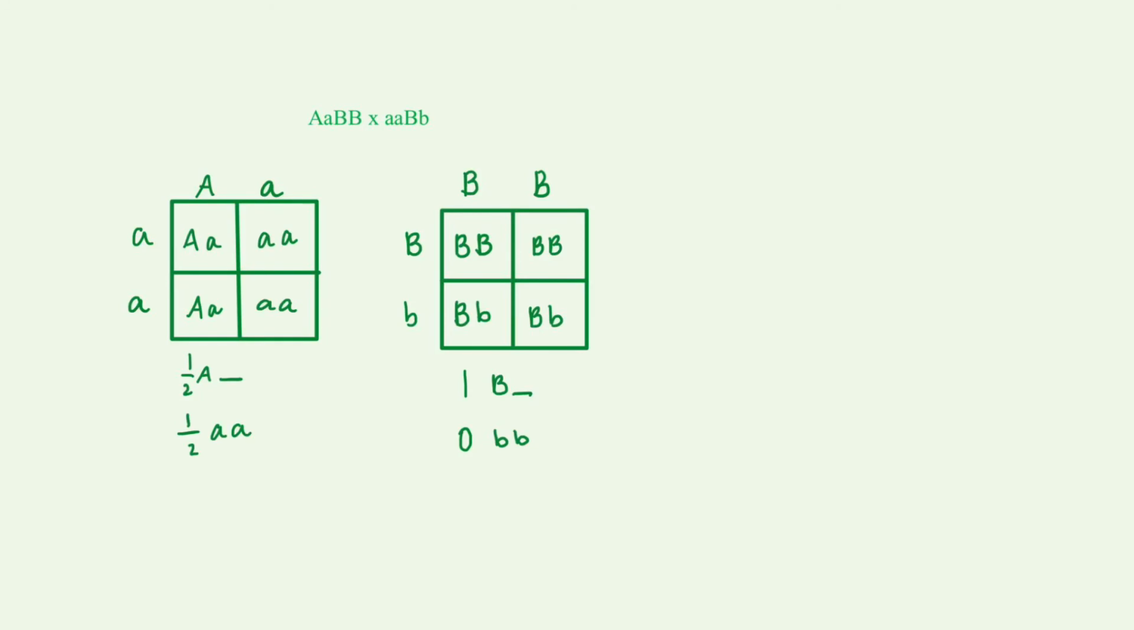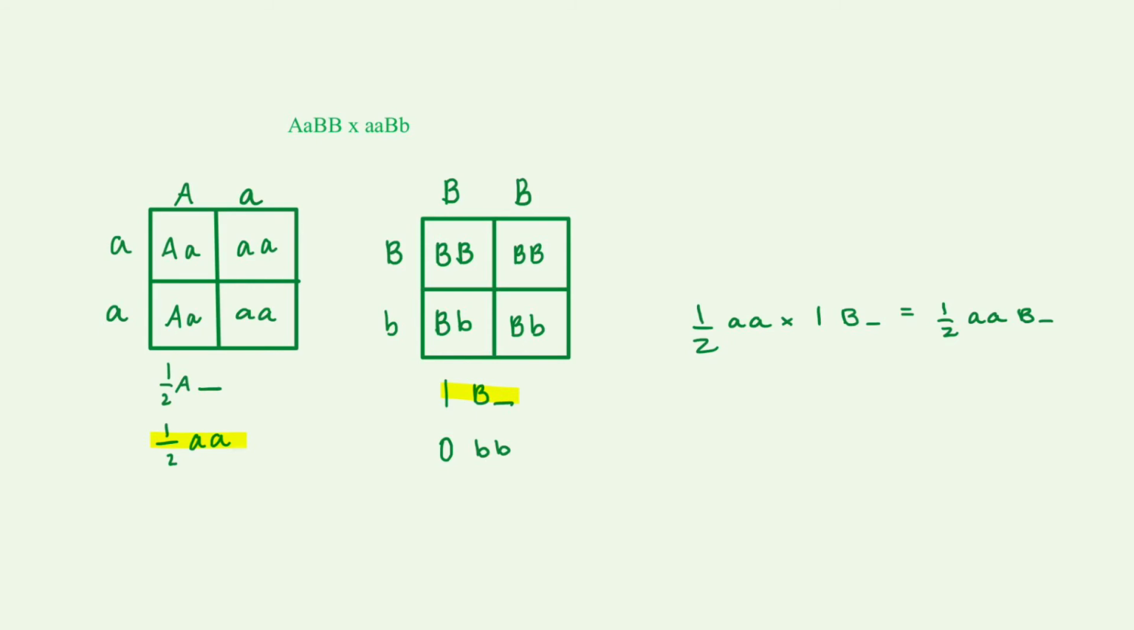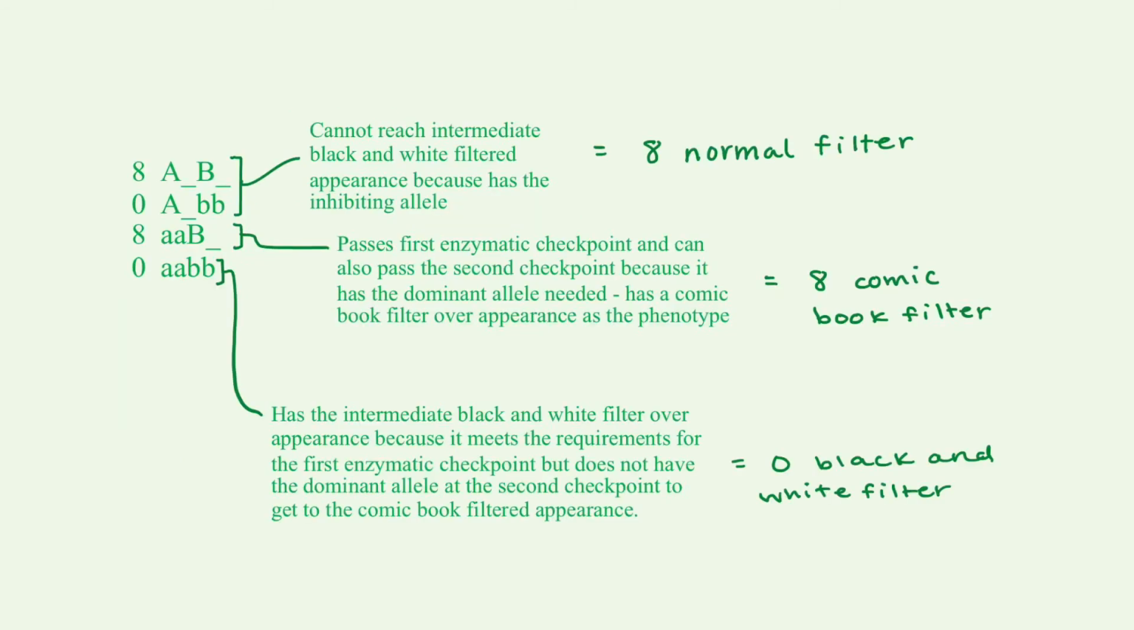If we were to cross a different set of parents, we can see that the offspring might have different possibilities for what their phenotypes will be. So based on this, the genotype for the children might be big A, big B, or little a, big B. And we can see that this is actually an 8 to 8 ratio, which means that 8 would have normal filter and 8 would have comic book filter, and there would be no intermediate children.